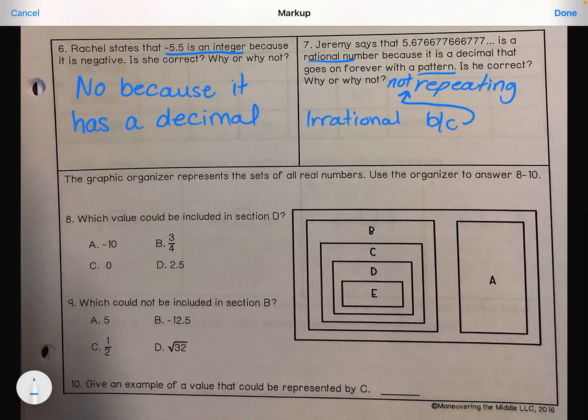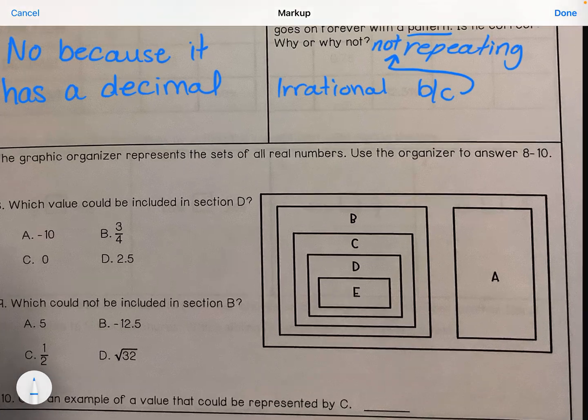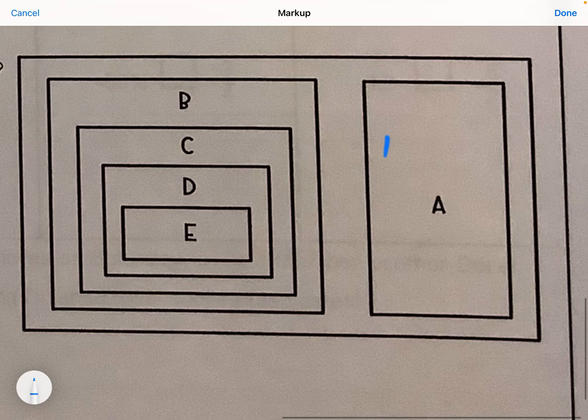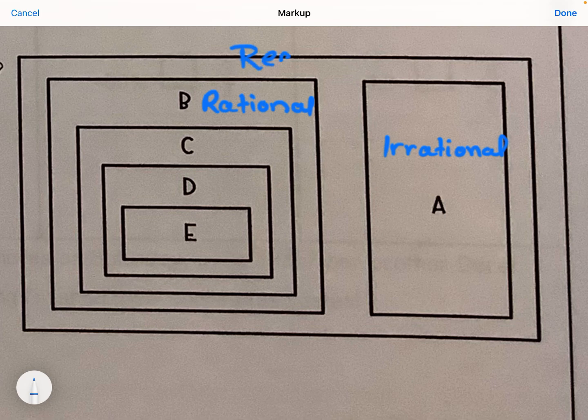Number 8 through 10, we're going to organize these. Which value could be included in section D? Well, let's first take a look at what this picture represents. A is the irrational section, where B is rational. The entire box, which is not labeled with a letter, is the real number system. Inside the rationals is the integers, followed by the whole numbers, and finally the naturals.